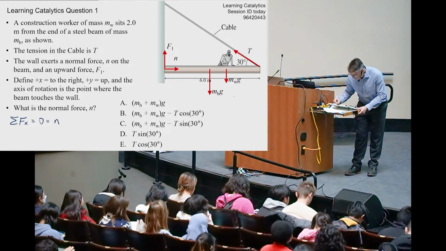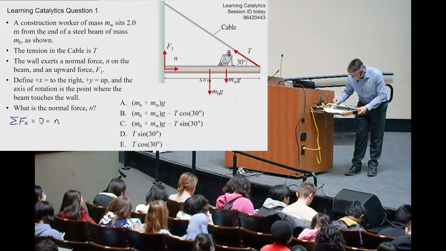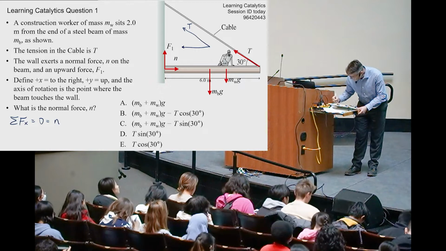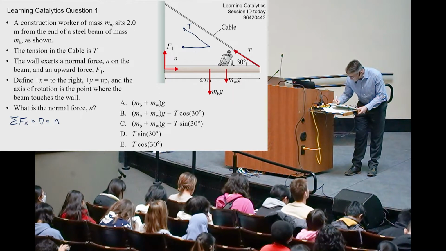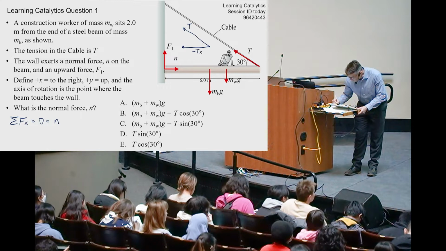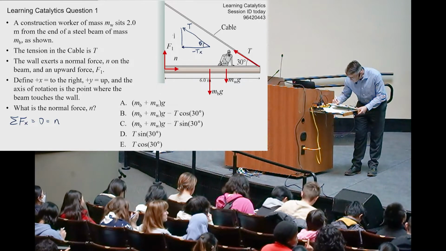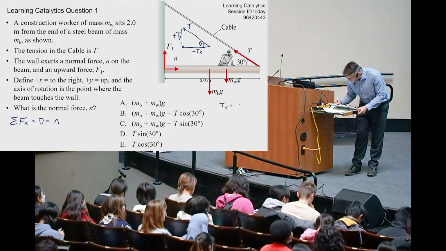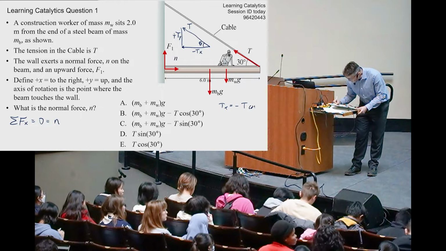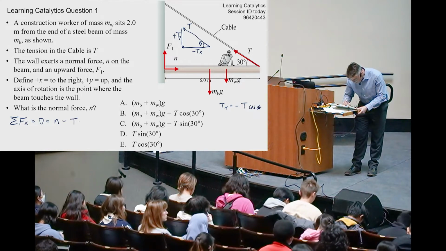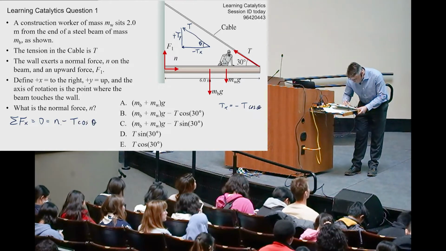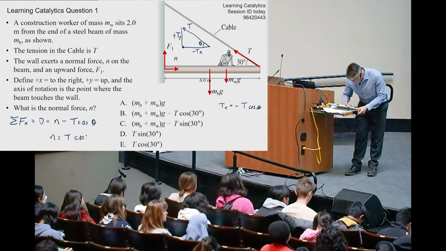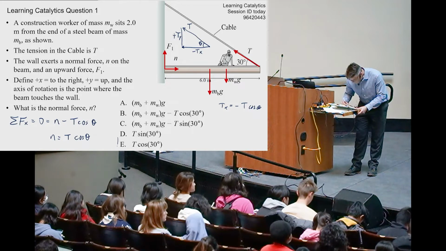And then looking at T, we just have to draw our little triangle. If this is T, then this will be like a negative Tx. Here's your theta. And this will be a positive T sub y. So I think that Tx is equal to negative T cos theta. So minus T cos theta. If you solve that out, you get that N is equal to plus T times cosine theta. So I think that's E.